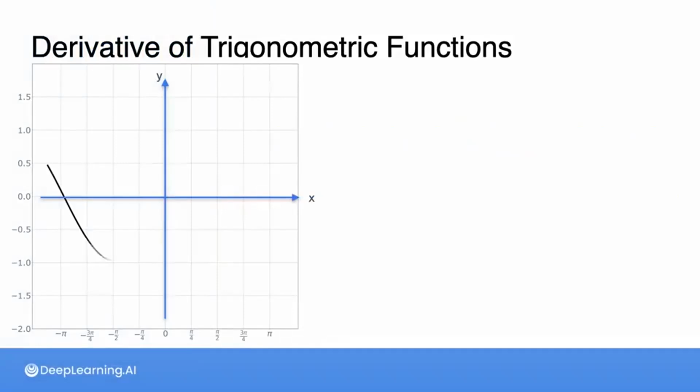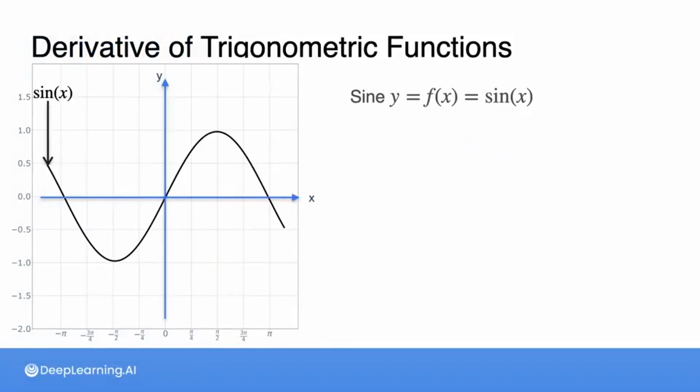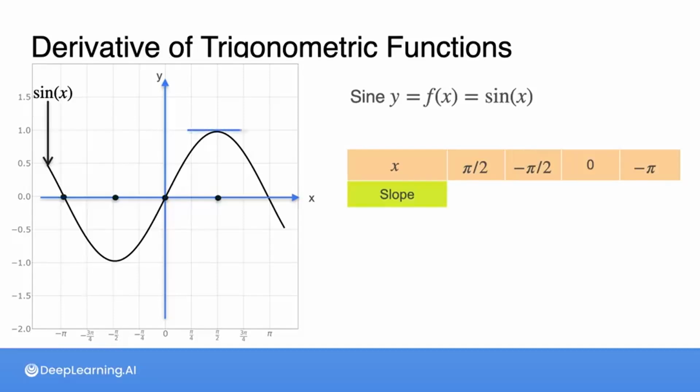So let's take a look at another family of functions, the trigonometric ones. Let's start with the sine function, and let's consider a few particular points: minus pi over 2, pi over 2, 0, and minus pi. Let's look at the slopes at these points.